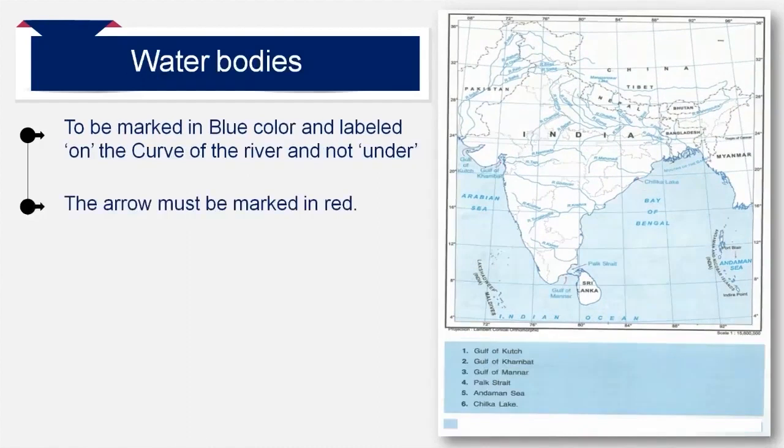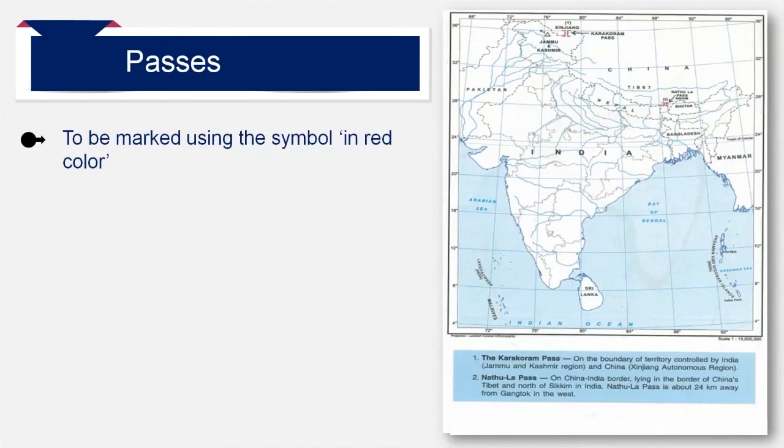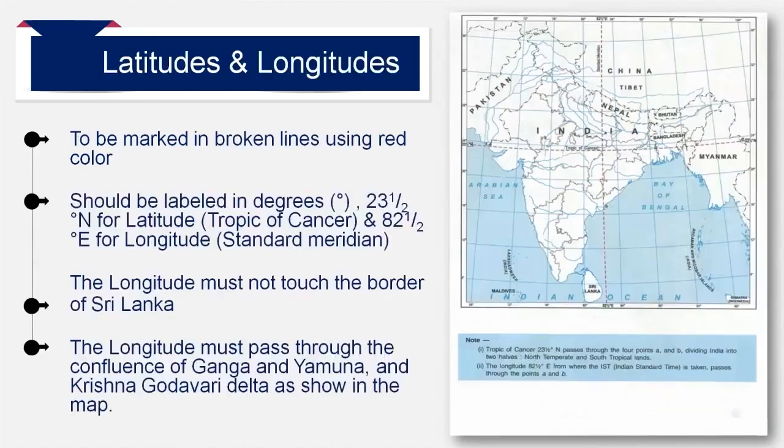The straits, gulfs, and lakes must be shown with an arrow as shown in the map. The passes, Karakoram and Nathula, should be shown using the symbol shown in the map in red. Nathula Pass is shown on the right side of Sikkim in an inclined manner. Latitude 23.5° north and longitude 82.5° east should be drawn in broken lines in red. Latitude 23.5° north should pass through the 3 points as shown in the map.